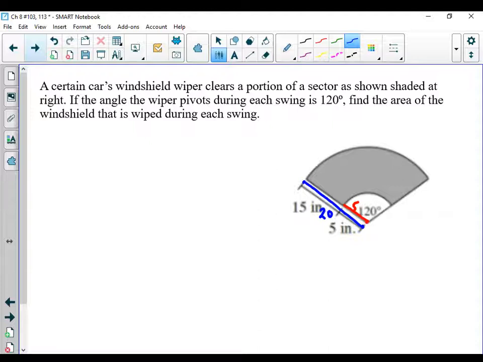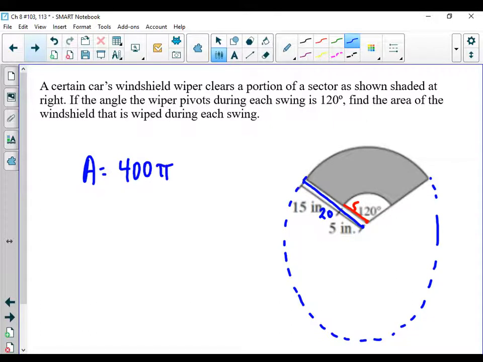Well, first of all, if I made this entire circle, and I'll do the best I can creating a circle, that large circle would have a radius that is 20 inches long. So the area of that entire circle would be 20 squared, or 400 times pi. But we don't have the entire circle again. This time we have 120 out of 360, or we have 1/3. So I need to divide this by 3. Well, 400 over 3 does not reduce very well, so as far as exact values, that's as far as I could go.